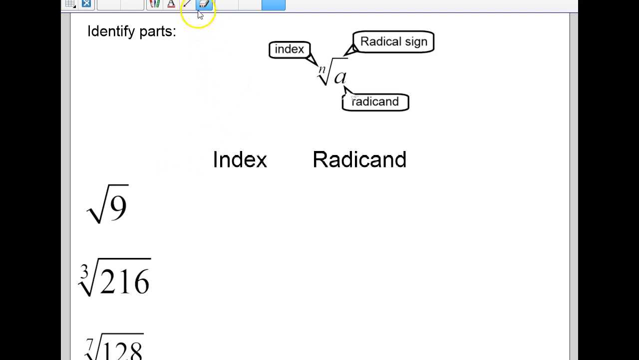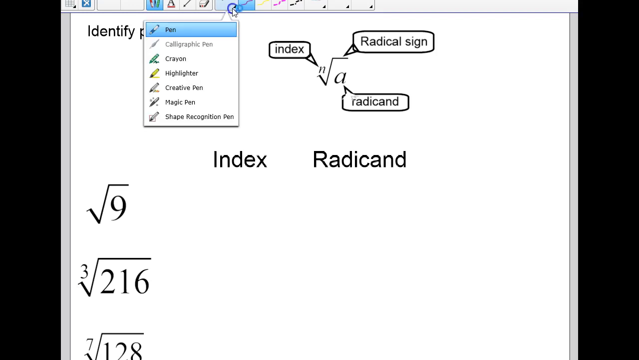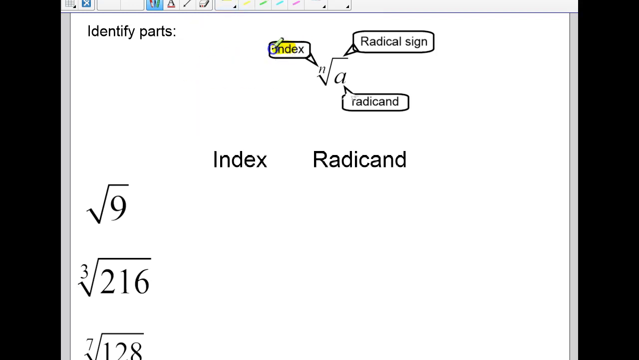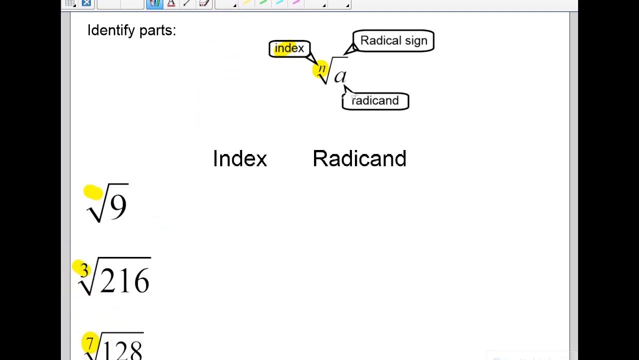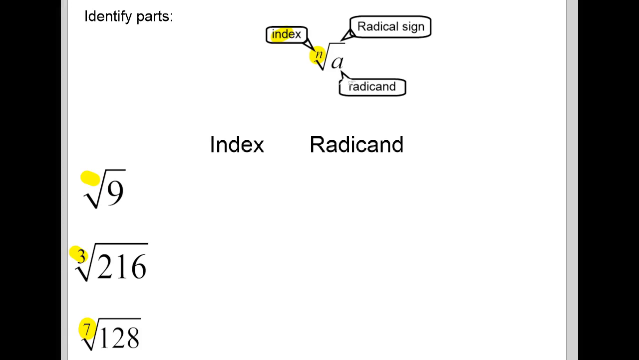Okay, first thing we need to do is talk about our parts. We've got some vocabulary we've got to learn. I want you to notice that the index is this value that is sitting outside the check mark. So I've got an index here, and an index here. Next thing I've got is a radicand. A radicand is some number that is underneath my radical symbol. So these are my radicands.